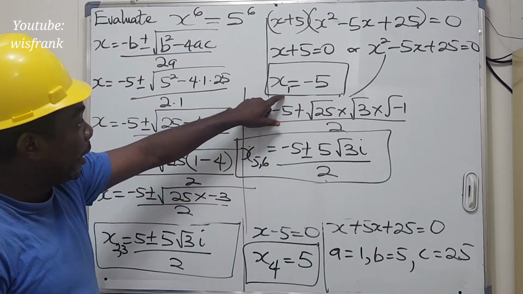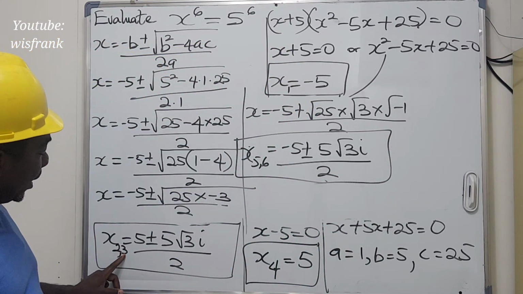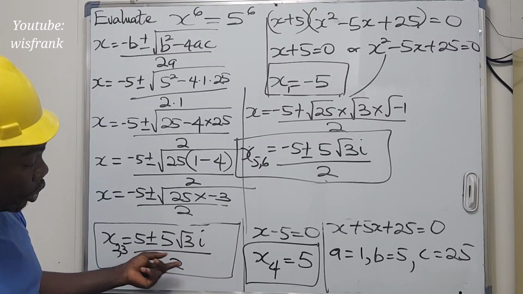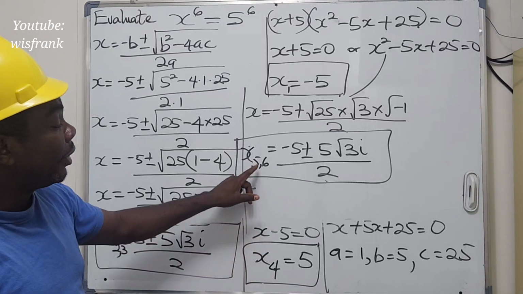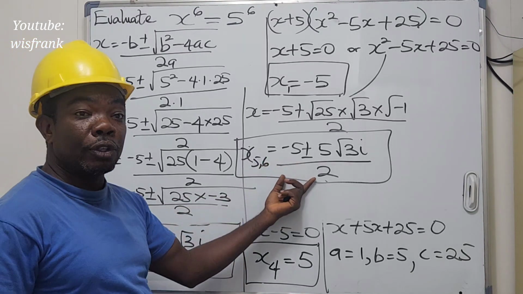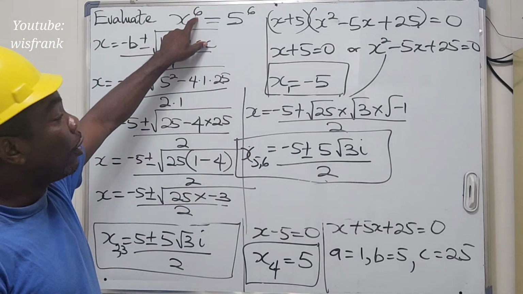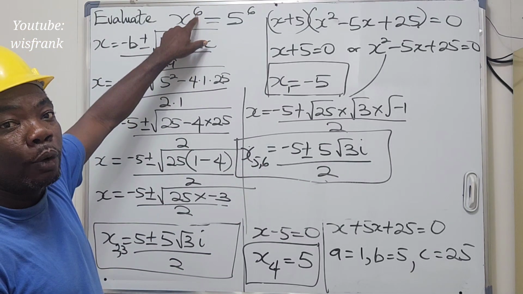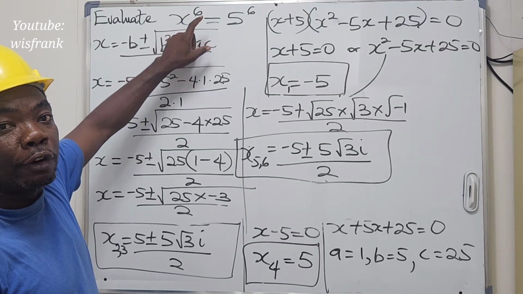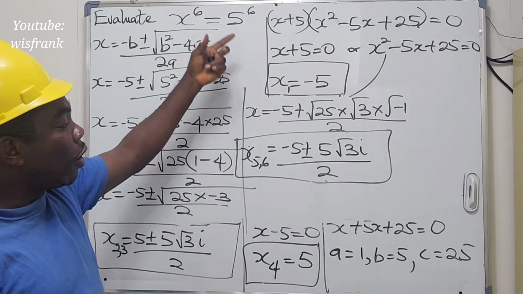We have x1 here. We have x2 and x3 as this, because these are two solutions. And we have x4 here, and we have x5 and x6. This is two solutions. And all of them satisfy this expression, because the power of this exponent here is 6, and we are expecting 6 solutions from this value of x. And we have gotten all of them.